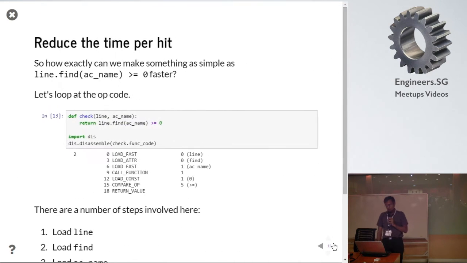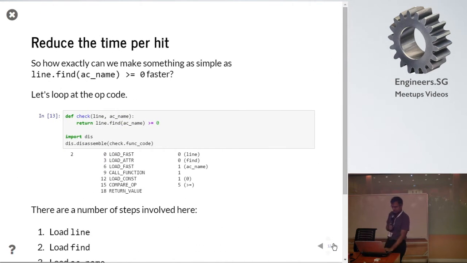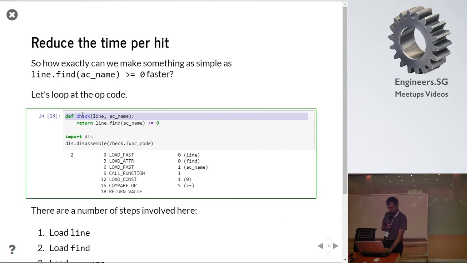So let's take a module called disassemble. Now what disassemble does is effectively gives you the bytecode. So I'm going to define this function, def check, which takes two parameters, line and AC name.